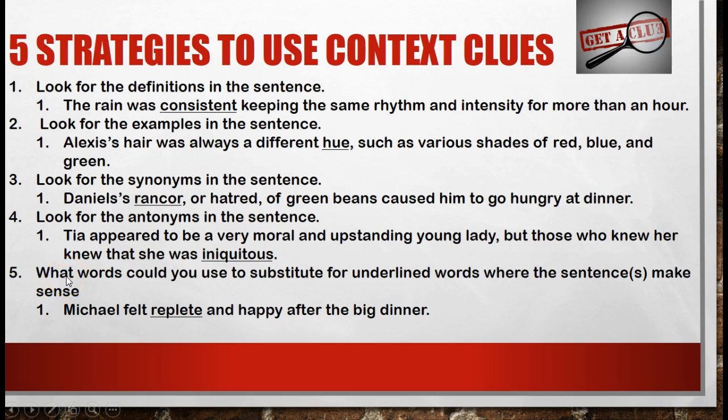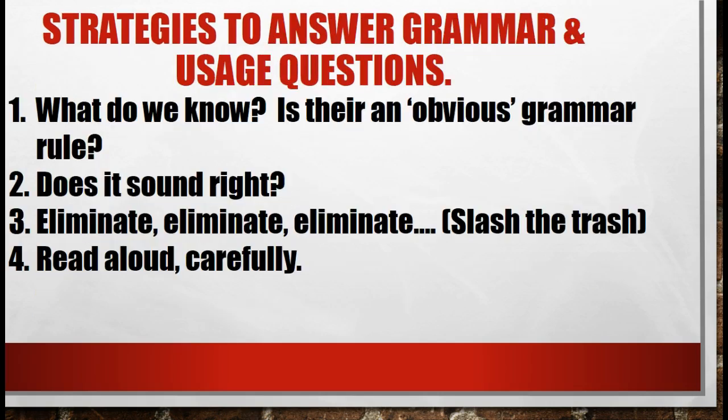And then the final one, what words could you use to substitute for the underlined words where the sentence makes sense? So Michael felt replete and happy after a big dinner. So what word could fit there? Full, satiated, that kind of thing. So that's how you can use context clues to find out the meaning of words.